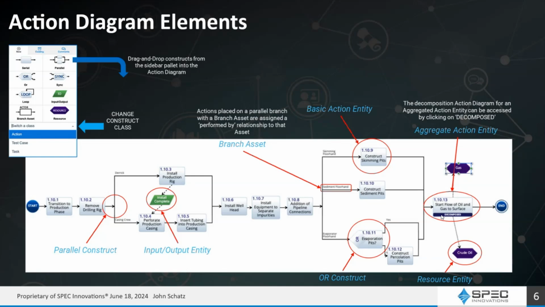This is important because when we execute a model, what happens is only the leaf level elements in the decomposition tree will actually execute. So whatever you have inside this decomposition diagram, that's what's going to execute, not the parent. So keep that in mind.